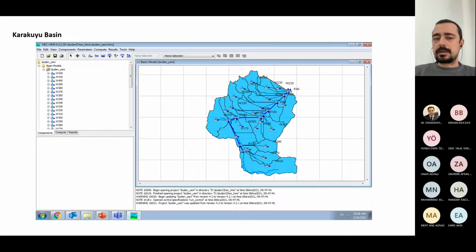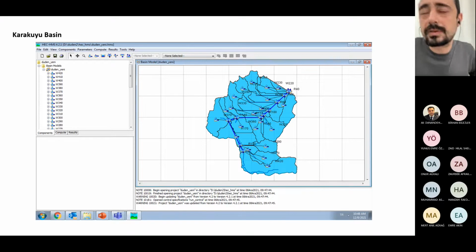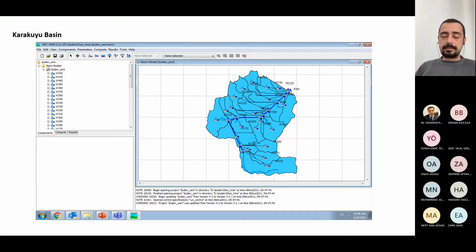This is another one, which is Karakuyu Basin, located on the northern side of Izmir. Under this basin, in the past, in 2019, I think, a company was asking: there's a water accumulation over the surface, and we want to know how much water accumulation is happening annually.